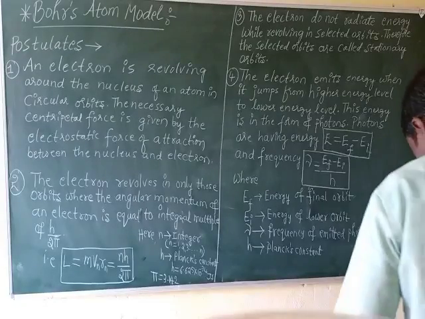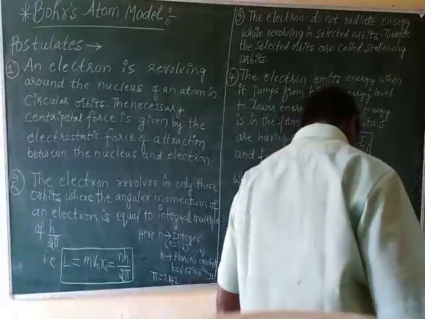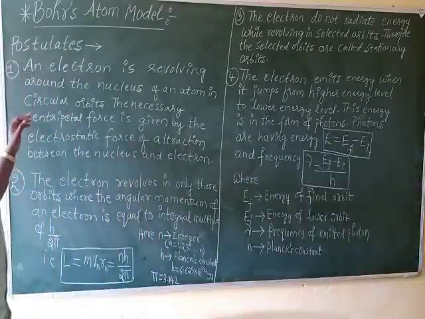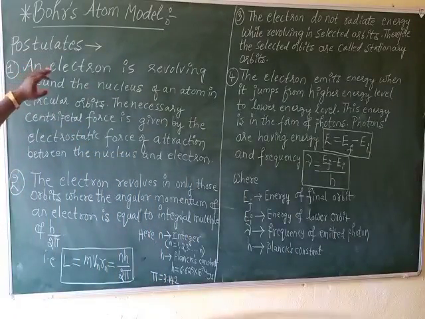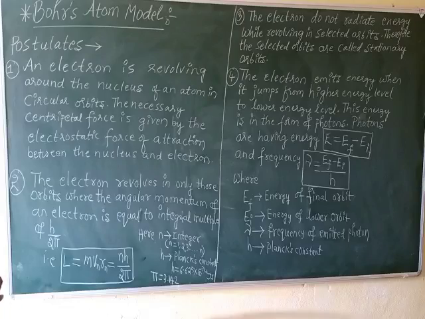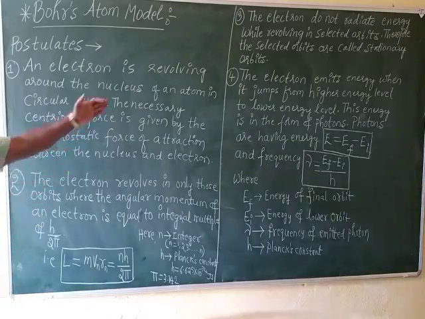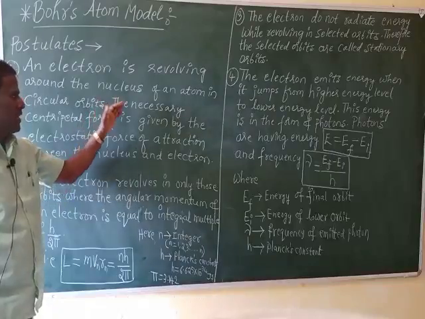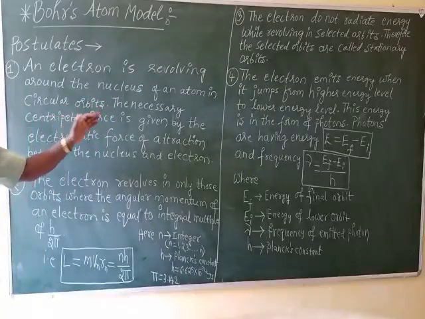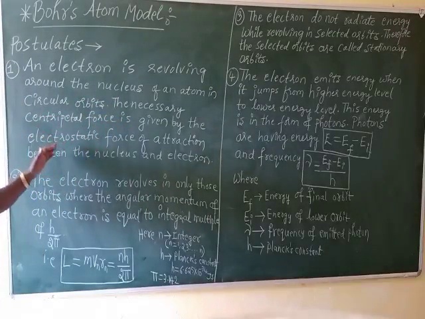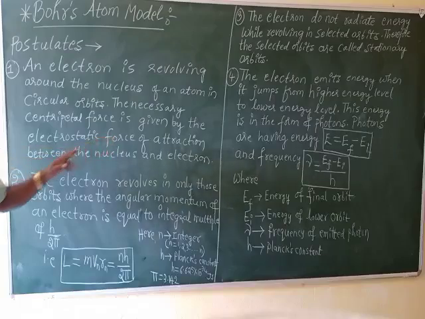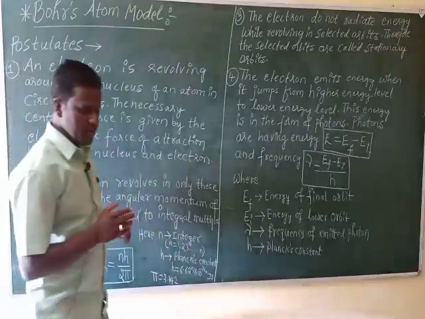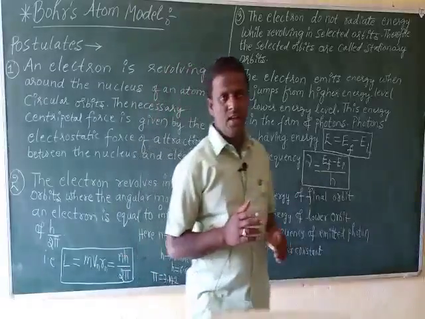So let me tell about the postulates of Bohr's atom model. The first postulate is that an electron is revolving around the nucleus of an atom in circular orbits. The necessary centripetal force is given by the electrostatic force of attraction between the nucleus and the electron. So what is the first statement saying?